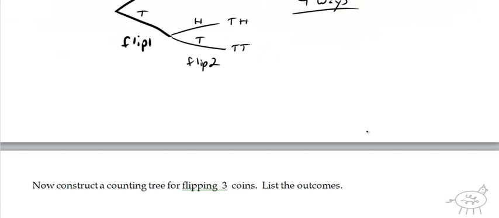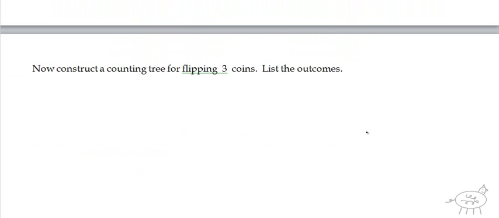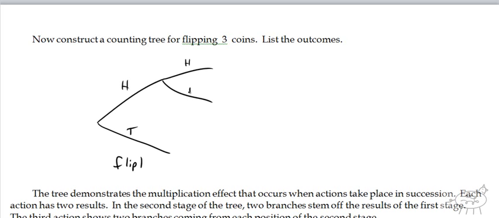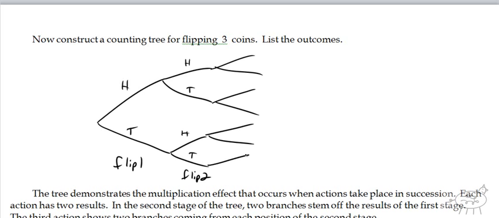Okay, pretty easy. The next one says now construct a counting tree for flipping 3 coins. Okay, so we need to leave a little bit more room here. Again, this is going to be flip number 1, and we either get heads or tails. And then flip number 2, we get heads or tails. And then off of each of these is flip number 3. So it's heads, tails, heads, tails, heads, tails, heads, tails.